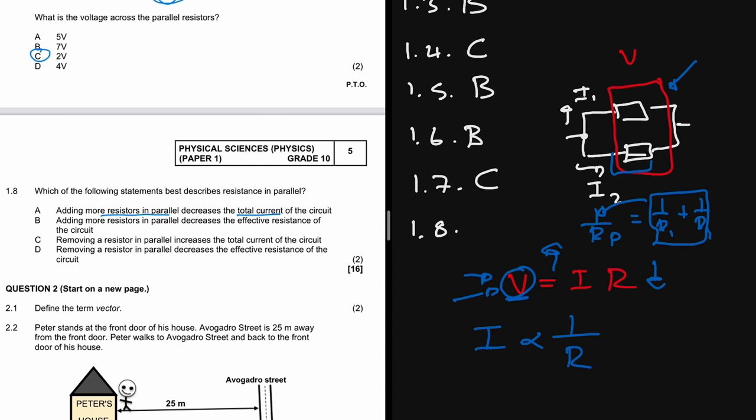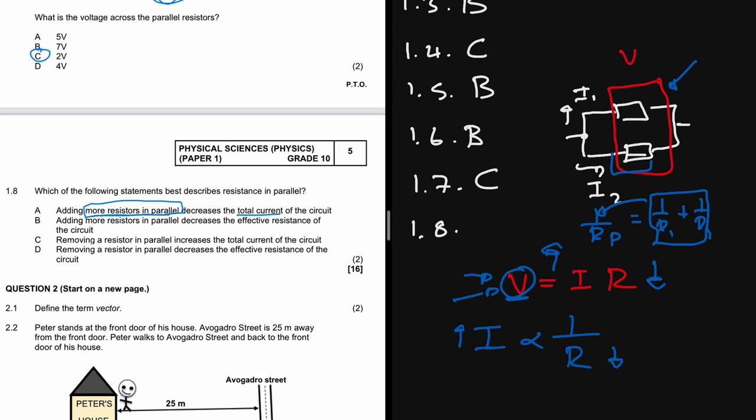So the first statement says: adding more resistance in parallel decreases the total current. That is incorrect, because when you add resistance in parallel, you are actually decreasing the total resistance. And if you decrease the total resistance, that means you increase the total current. So A is not correct.